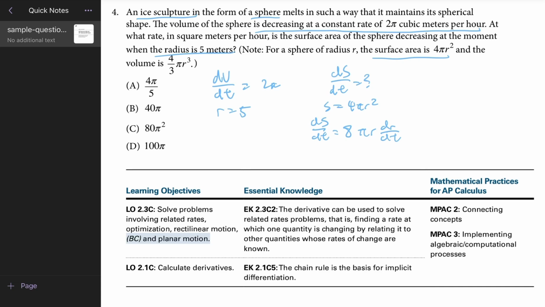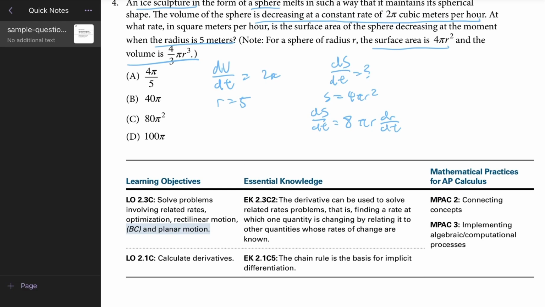And we can find that by taking the derivative of the volume. So here we're given the volume formula, which is V is equal to 4/3 πr³. We can take the derivative of this, which becomes dV/dt is equal to 4πr² dr/dt. Now here we can actually solve this because we have dV/dt, unlike ds/dt, which we're trying to look for. So we can substitute our values in.